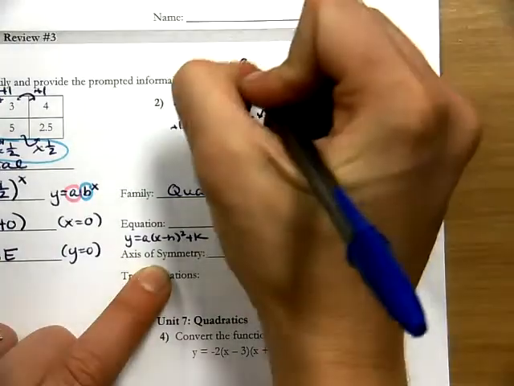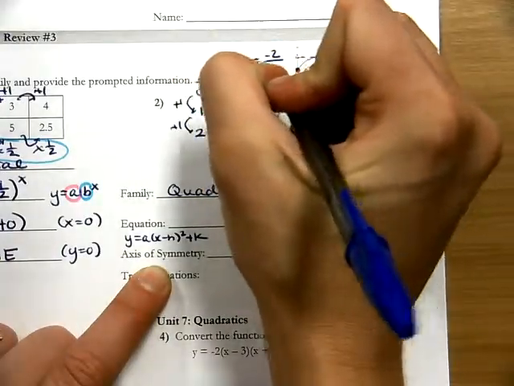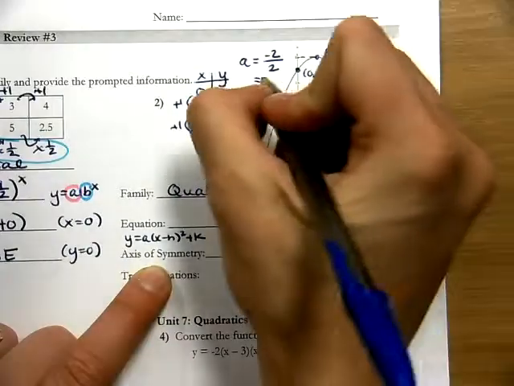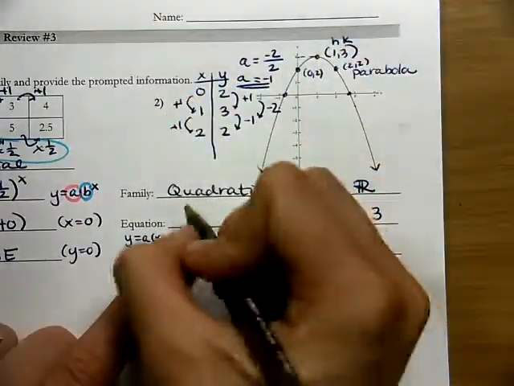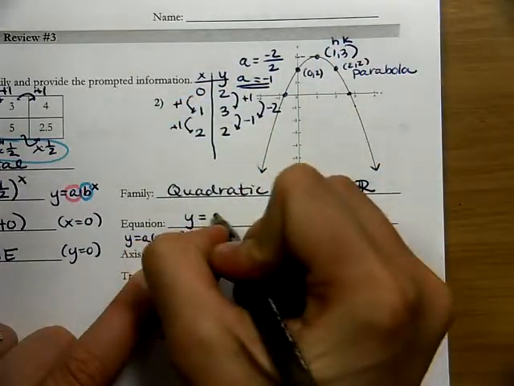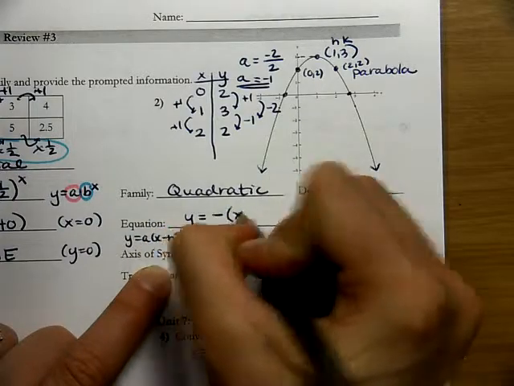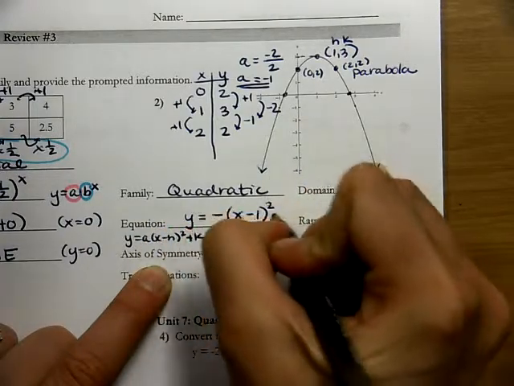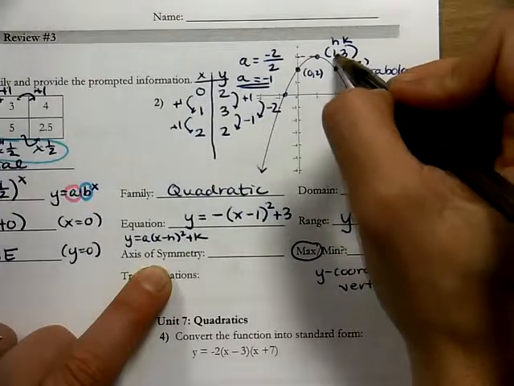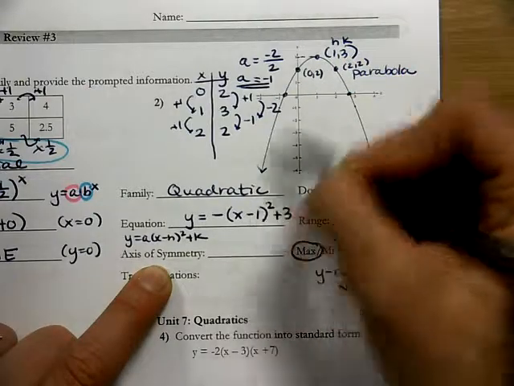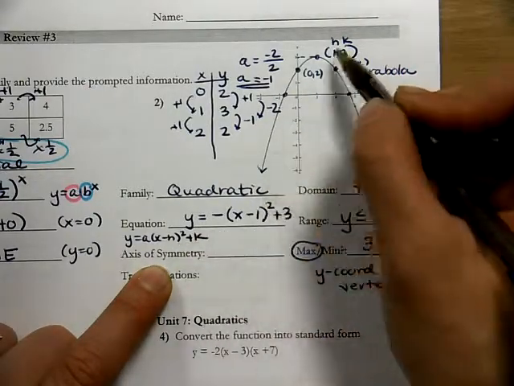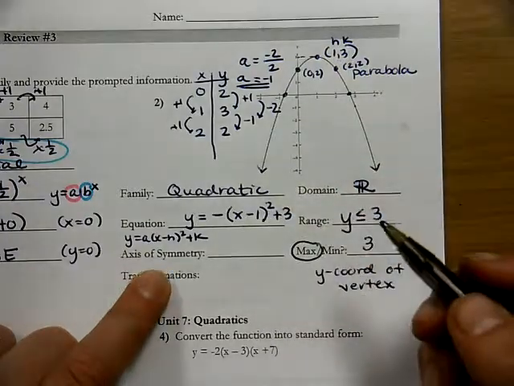To find the a value, I take my second difference and divide that by 2. So a will be equal to -1. So my equation is y equals negative (x minus 1) squared plus 3. Remember, it's the opposite of the sign in the parentheses for h, because it's minus h. So if h is positive 1, we're going to see a minus 1.